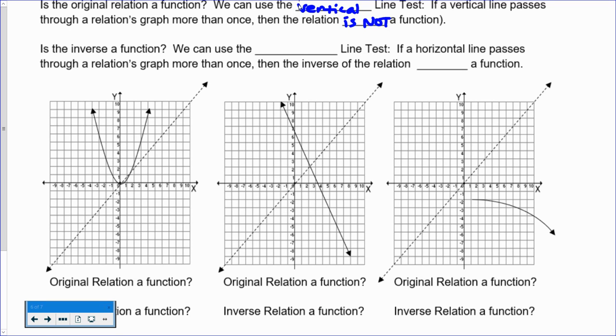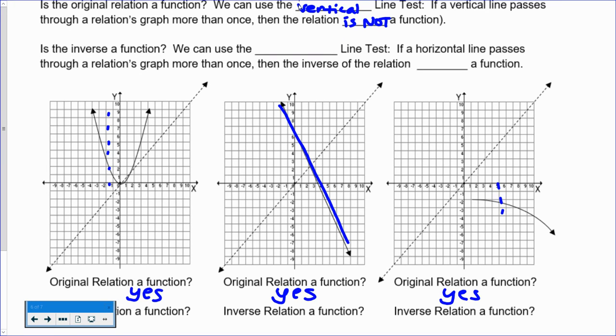function. If I look at my first graph, I've got this parabola here. The vertical line test would pass, so the original relation is a function. I've got this diagonal line here. The original relation would pass a vertical line test. That is a function. I've got what looks like one of my square root graphs. It passes a vertical line test. That relation is a function.